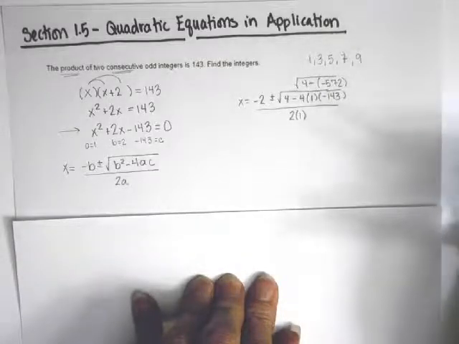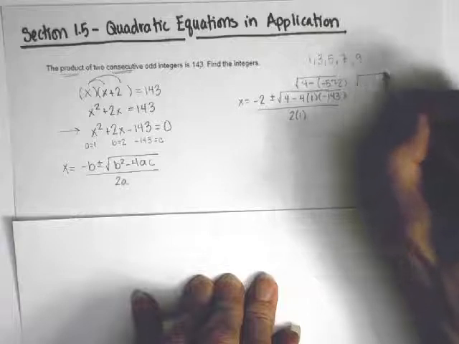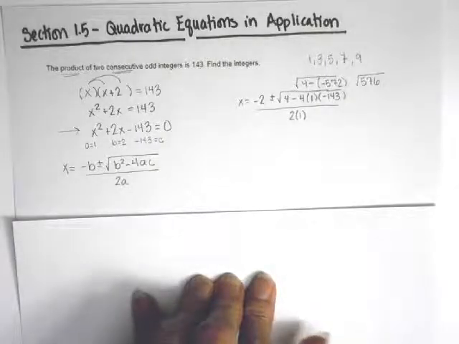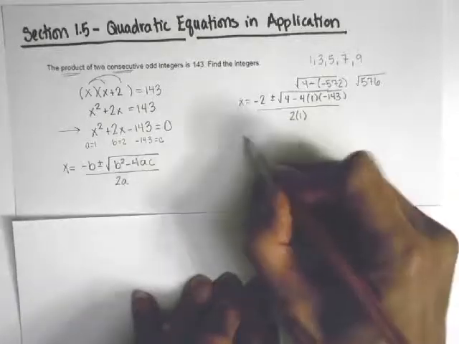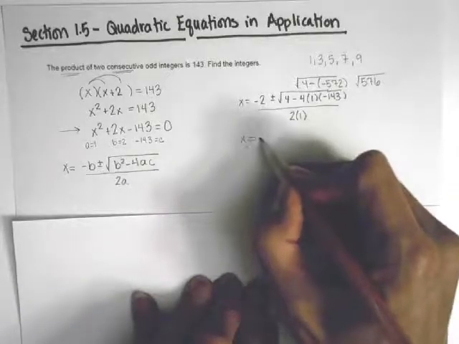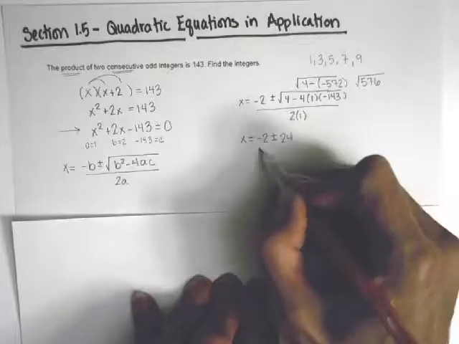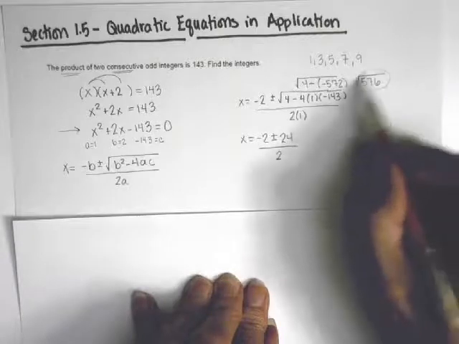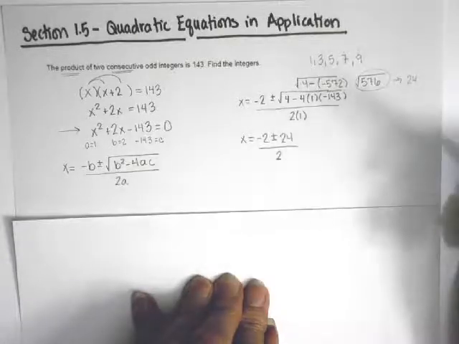So when I add 4 to that, I get the square root of 576. Using my calculator and taking the square root of 576, I get that that number is 24. So this simplifies to be x is equal to negative 2 plus or minus 24, all over 2. This part I just did with my calculator. I took the square root and I got 24, and that's where that came from.